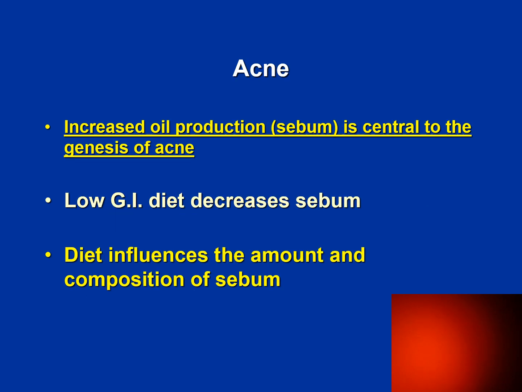Increased oil production is central to the genesis of acne. The technical term for oil is sebum. A low glycemic index diet decreases sebum production. This is because a low GI diet is associated with low insulin production, and insulin is important in the genesis of acne. The diet not only influences the amount of sebum that's produced, but it also influences the composition of sebum.